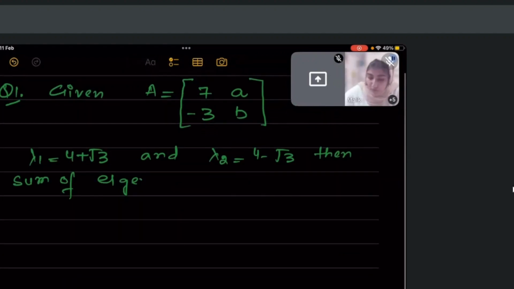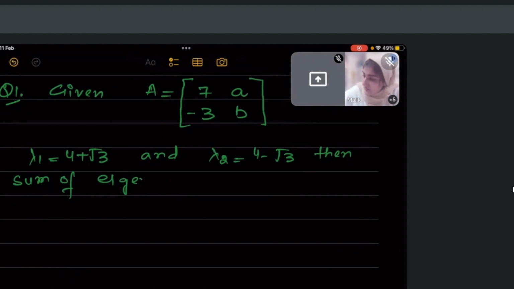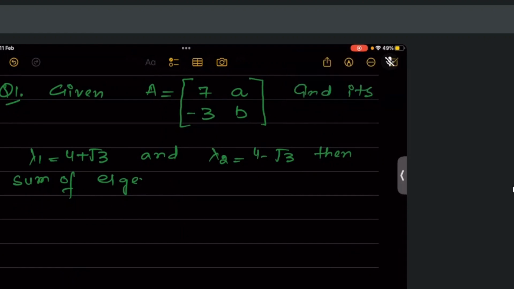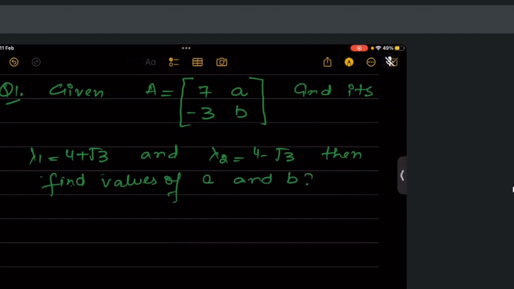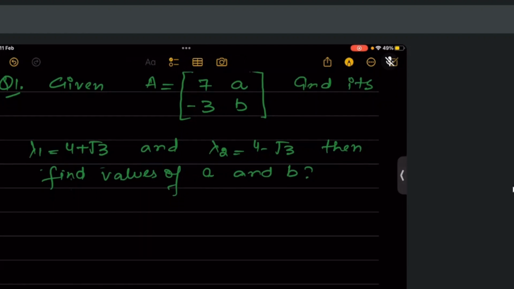Now we have to find the values of a and b. So using the properties of eigenvalues, you have to solve this question. I'll give you a minute, you can try it on your own, then we'll discuss.